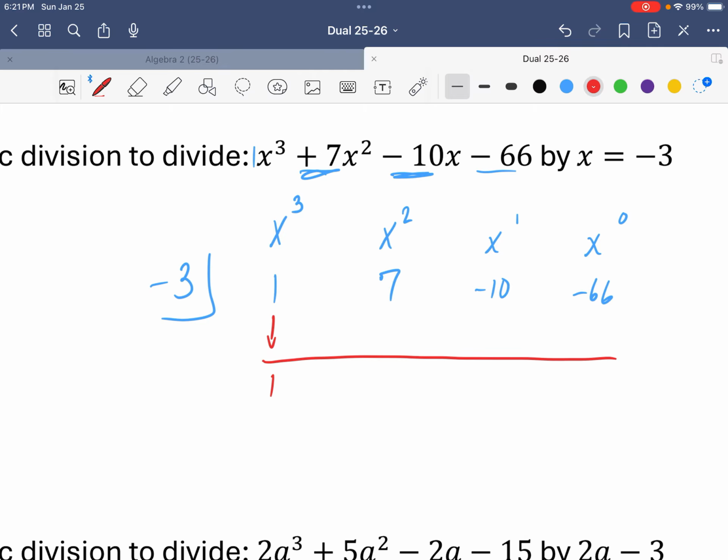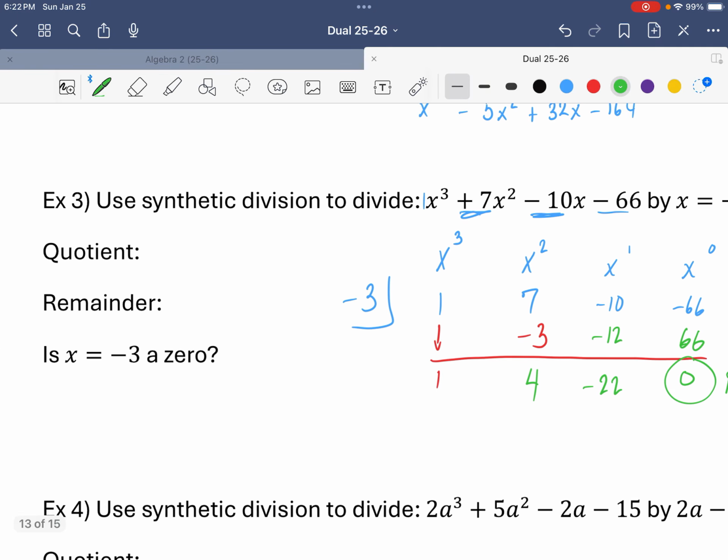Okay. And then we bring down the 1 and start doing synthetic division. Negative 3 times 1, that's negative 3. Then you add going down, right? 7 plus negative 3, that's the same thing as saying 7 minus 3, that's 4. 4 times negative 3, that's negative 12. And if you add going down, that's going to give you a negative 22. And if you multiply negative 3 times negative 22, that's going to give a positive 66. And if you add it going down, you're going to get 0. So here we go. Find our first remainder as a 0. So our remainder is a 0.